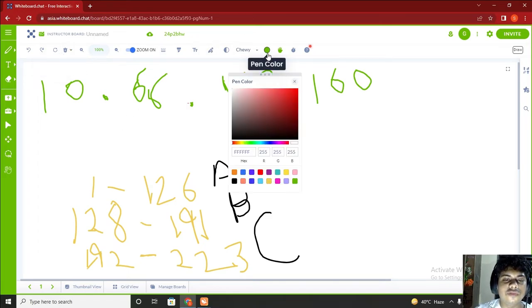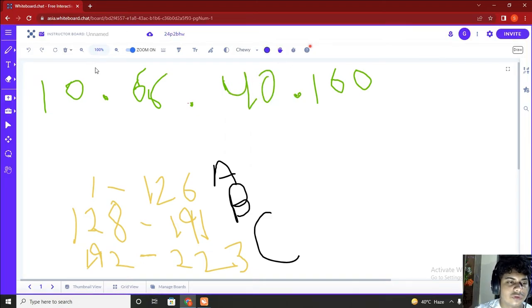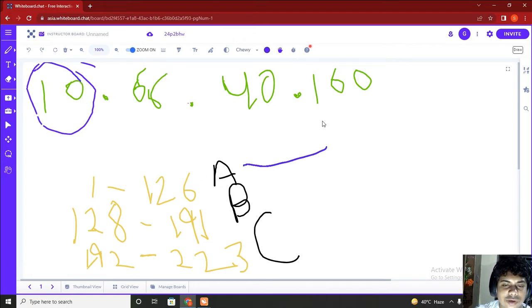In which category is this IP address falling? You have to see only the first octet. So this is my first octet, and this is 10. So 10 is falling between 1 to 126. It means it is of class A. So you have to identify, always by seeing the first octet. Concept clear? Understand? If not, just let me know in the comments.